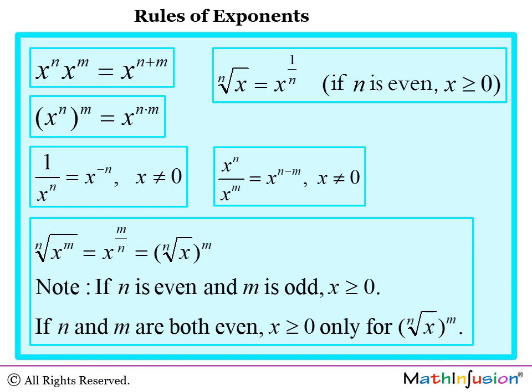And x to the power of m over n can be written in two ways. It can be written as the nth root of x to the m, or as the m power of the nth root of x.